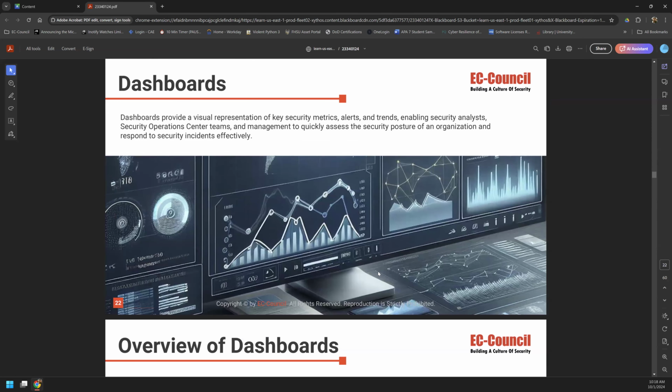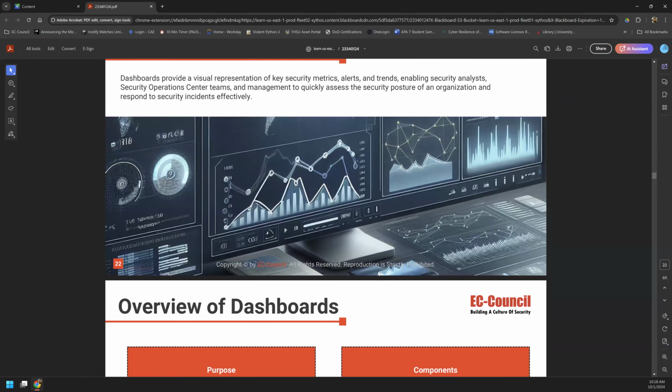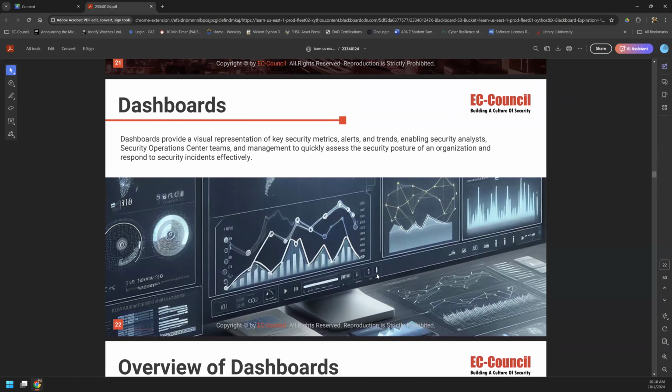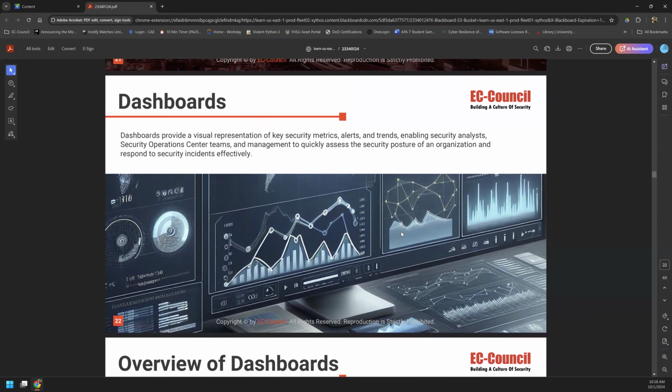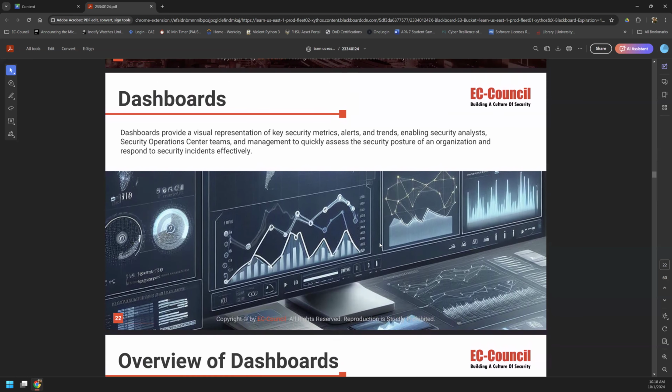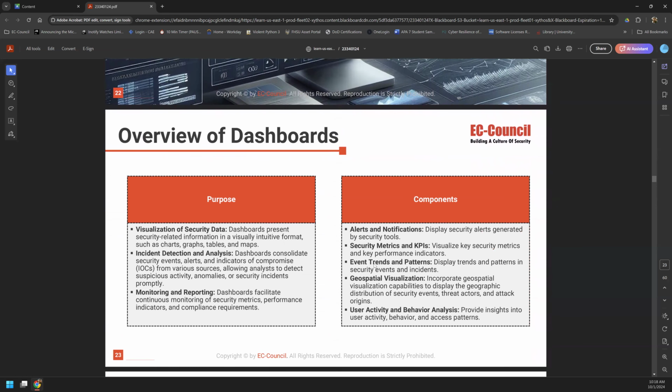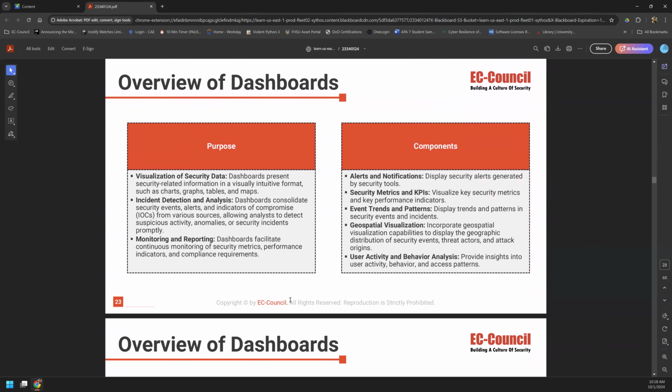All right. In a dashboard. So this dashboard, and believe me, they are handy. They're tough to build out. There's a lot of moving parts, but man, are they much nicer to use when you're actually trying to troubleshoot. So they're going to provide a visual representation of key security metrics, alerts, and trends, enabling you as security analysts or SOC analyst teams to quickly assess the security posture of an organization and respond to incidents effectively. So the purpose of those is to give us just a visual of what's going on. It will hopefully give us those IOCs or indicators of compromise.